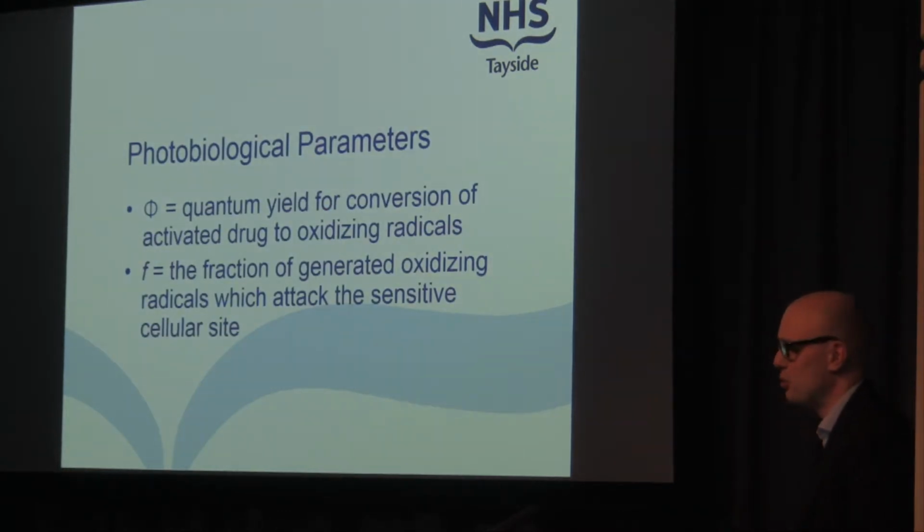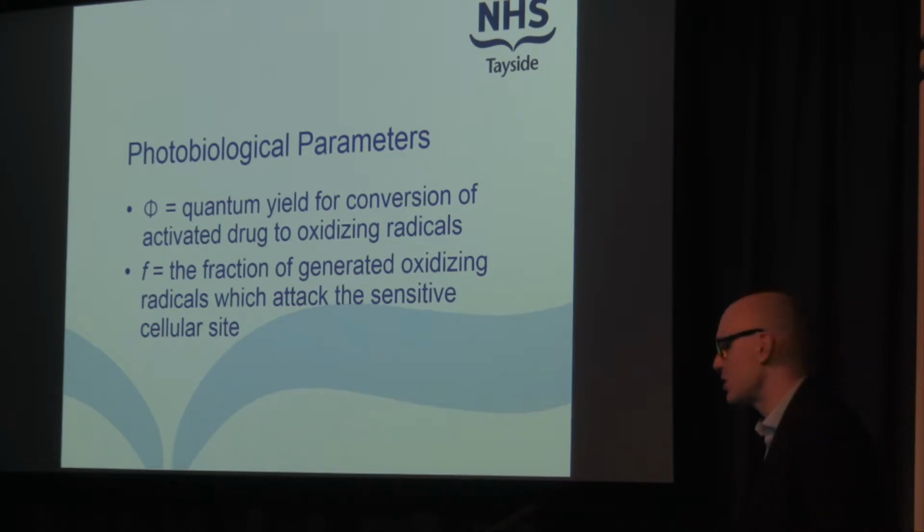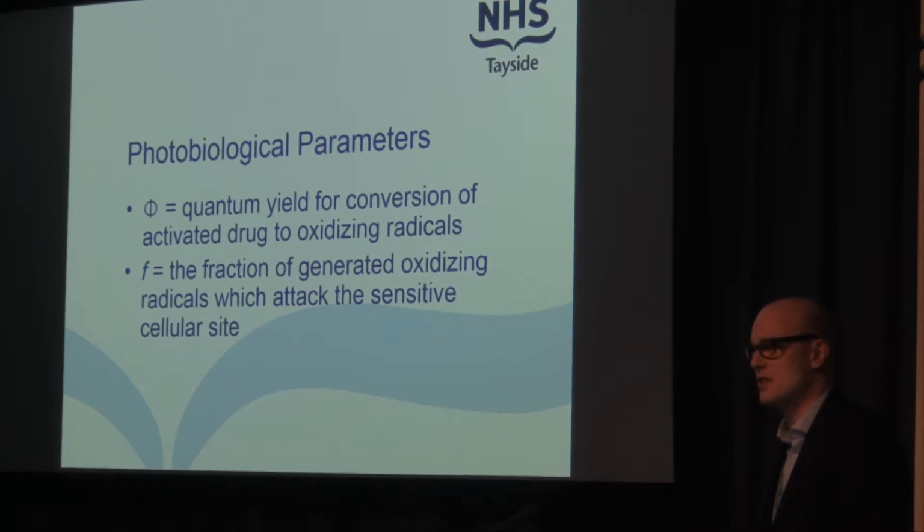If we start with the photobiological parameters, the phi represents the efficiency with which activated drug is converted into oxidized radicals. And that generally depends on the concentration of oxygen in the cell. Once those oxidized radicals have been created, F represents the fraction of those that actually target the sensitive site, because there will be some which target non-sensitive sites. Now, these parameters are not well known. They are difficult to measure, and in routine practice, they're not monitored. And they can vary quite a bit.